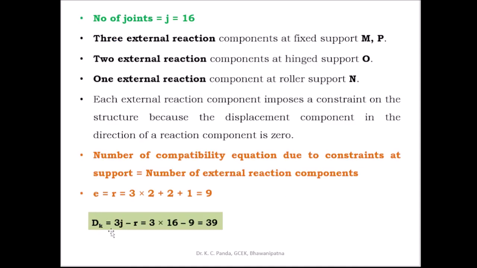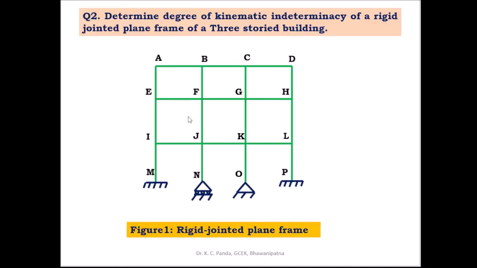As you got the degree of kinematic indeterminacy equal to 39, so you have to give the 39 independent displacement components. So at A there are 3 displacement takes place: the horizontal displacement, vertical displacement and the rotational displacement. Similarly at B 3 displacement takes place, C 3 displacement, D 3 displacement, E 3 displacement, F 3 displacement, G 3 displacement, H 3 displacements, I 3 displacements, J 3 displacements, K 3 displacements and L 3 displacements.